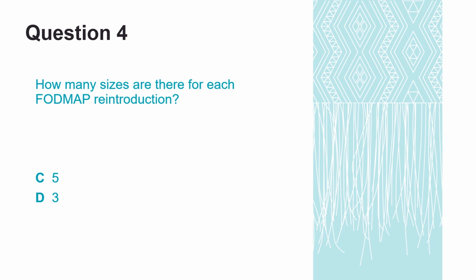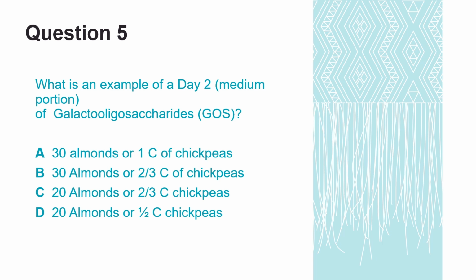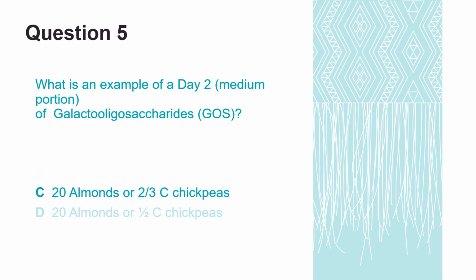Question 5. What is an example of day 2, a medium portion of galacto-oligosaccharides? A, 30 almonds or 1 cup of chickpeas. B, 30 almonds or 2/3 of a cup of chickpeas. C, 20 almonds or 2/3 of a cup of chickpeas. Or D, 20 almonds or half a cup of chickpeas. Again, if you want to look into the app or the resources, now would be a good time to pause. Hopefully you could figure out from the app or the previous slides and handouts that the answer is C, 20 almonds or 2/3 of a cup of chickpeas.